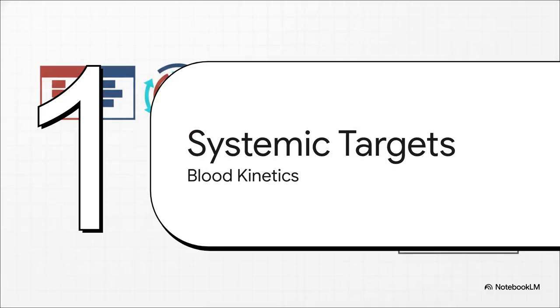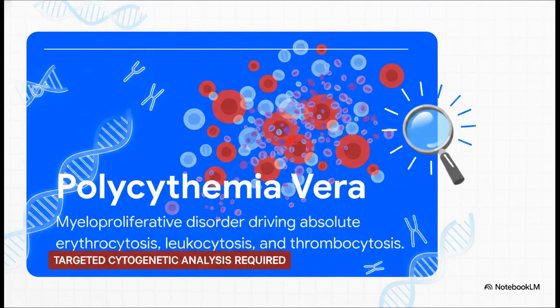All right, Module 2, Myeloproliferative Kinetics and Cytogenetic Targets. Let's kick this module off with polycythemia vera, or PCV. This is a primary myeloproliferative disorder. The crucial takeaway here is that PCV isn't just about having too many red blood cells, it's a primary, uncontrolled overproduction of all three cell lines. So you're going to see an absolute erythrocytosis, but it's right alongside leukocytosis and thrombocytosis. This absolutely requires targeted cytogenetic analysis to confirm.